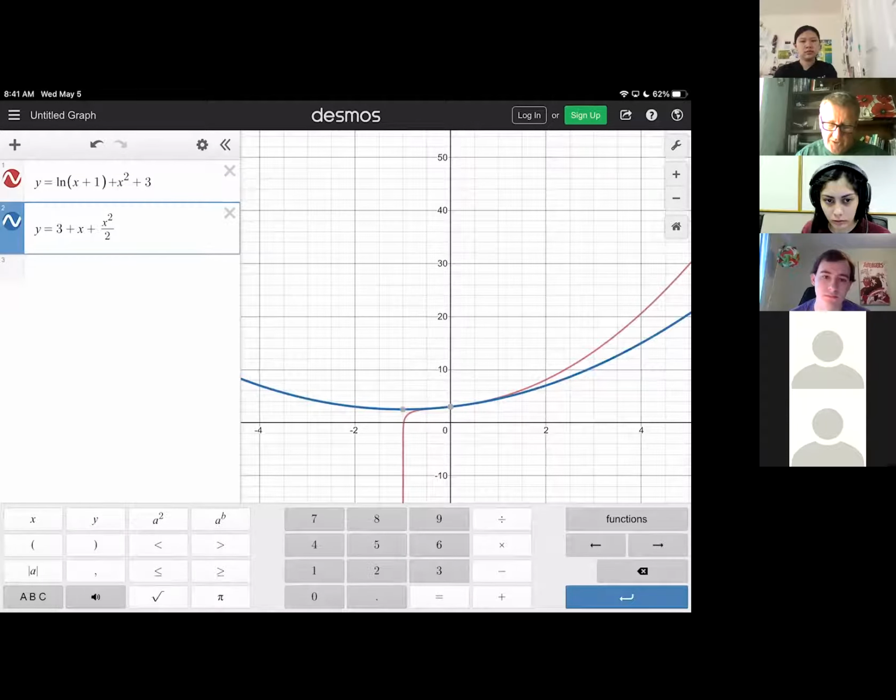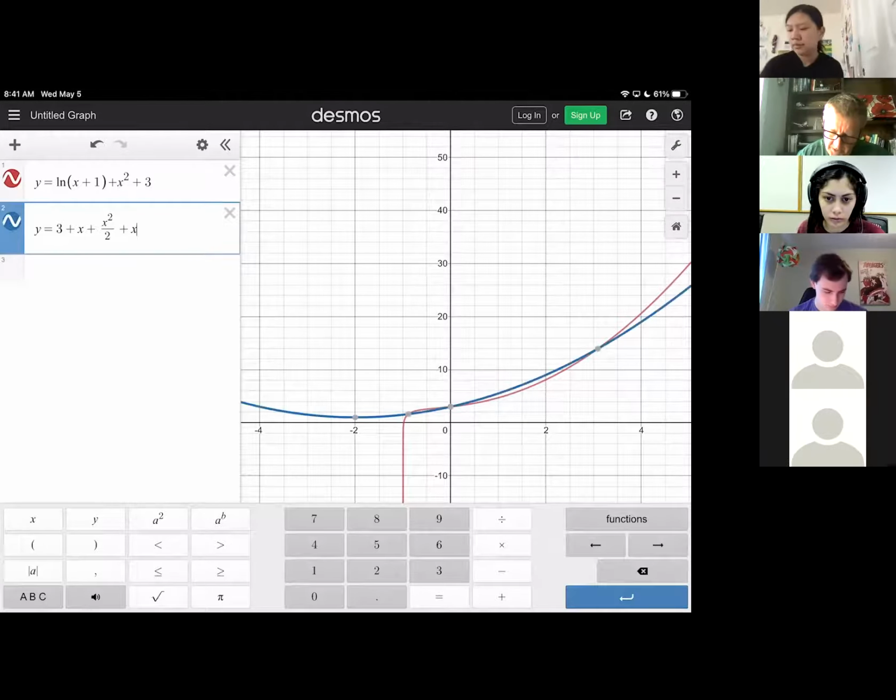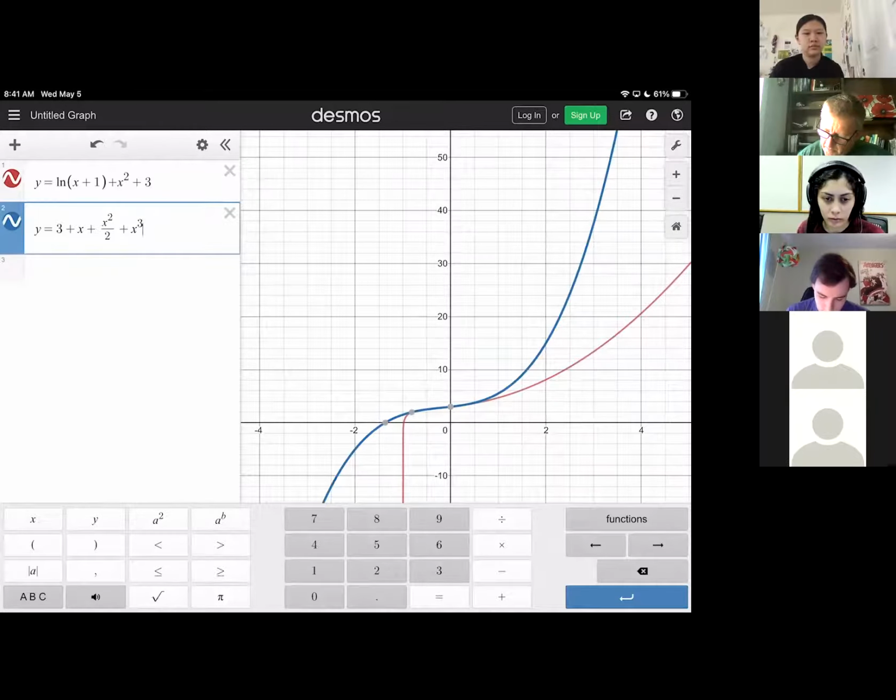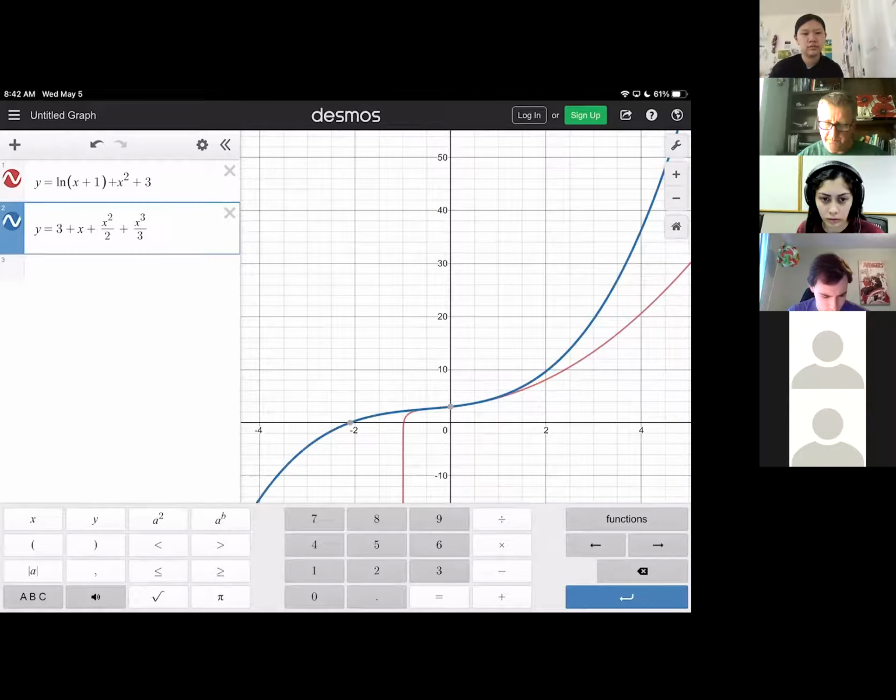And then I just keep adding terms. What was the next one, minus or plus? I forgot it. Yeah, it was plus. So if I add a cubed term to this, and then I divide by 3, it's just getting better and better and better.